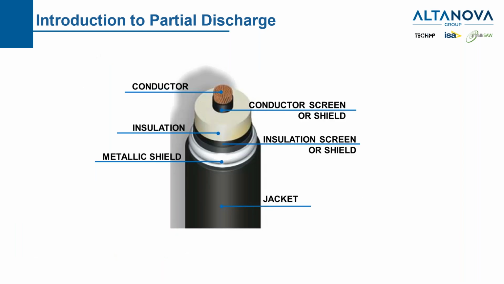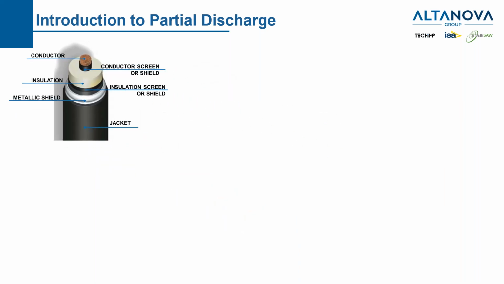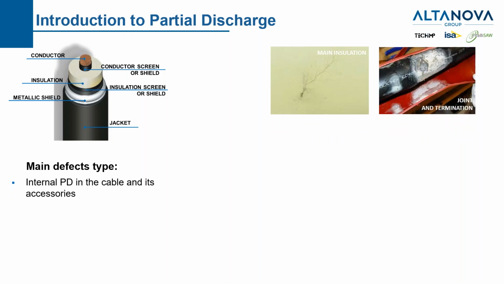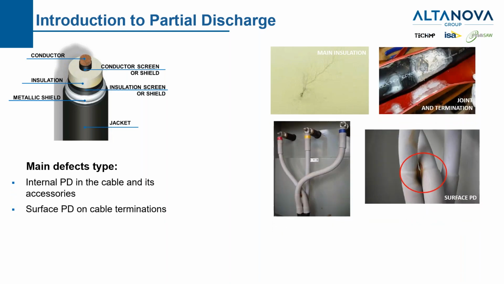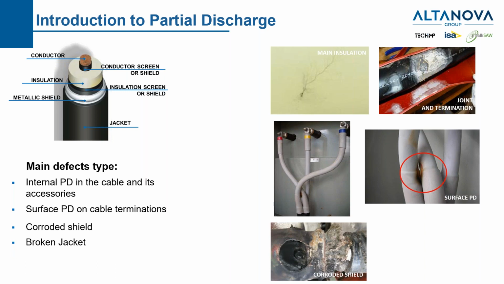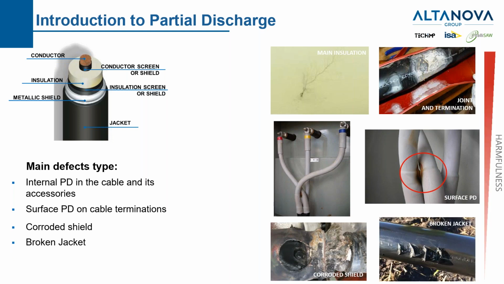Now we have some pictures just to show you some examples of what we can see in cables with defects. We can have internal PD in the insulation. We can have surface PD on the cable termination. In this case we're talking about a medium voltage, but that will give us a PD signal as well. We can have a corroded shield. We can have a broken joint.